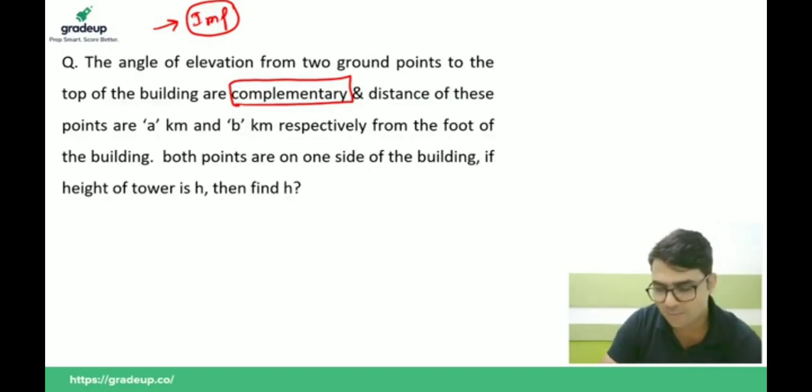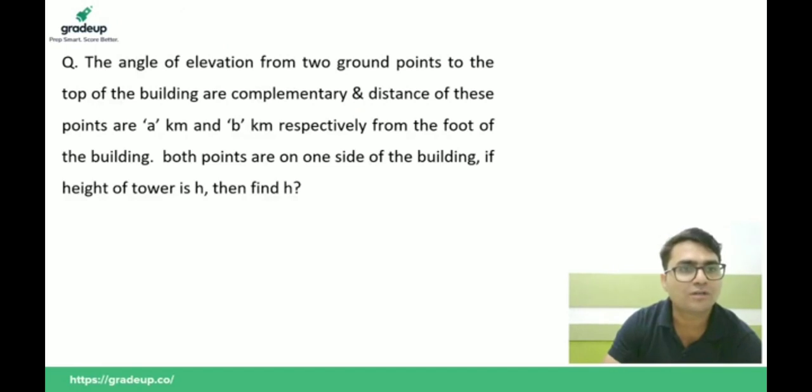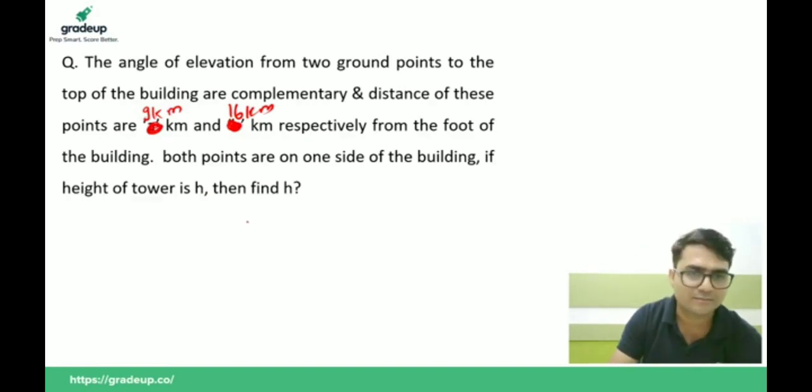Guys, in the examination, you may get a question where the angles of elevation from two ground points to the top of the building are complementary, and the distances of these two points are 9 kilometer and 16 kilometer respectively from the foot of the building. Both the points are on one side of the building. If the height of the tower is h, then find h. Please tell the answer very fast.